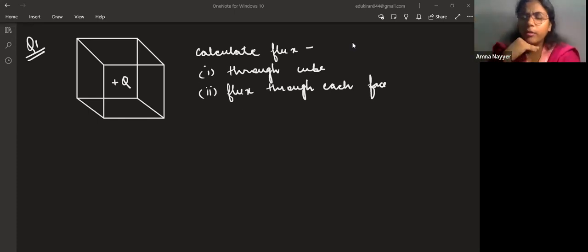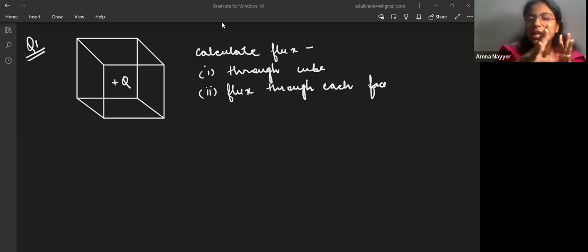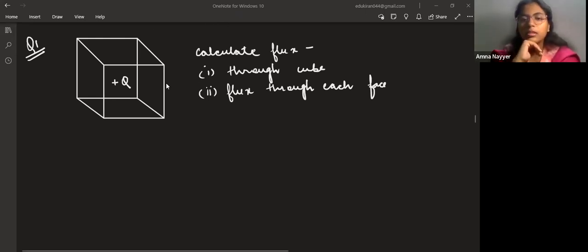See, the flux through the cube will be what? I think the first part doesn't even need calculation. Any one of you who could answer this? Flux through the cube? Just now you have studied, if the charge enclosed is Q, so flux will be? Yes, class, did you understand anything of what we have been studying? Yes, Humamuddin, charge enclosed is Q, flux will be? What was Gauss' law? Austin, can you try?